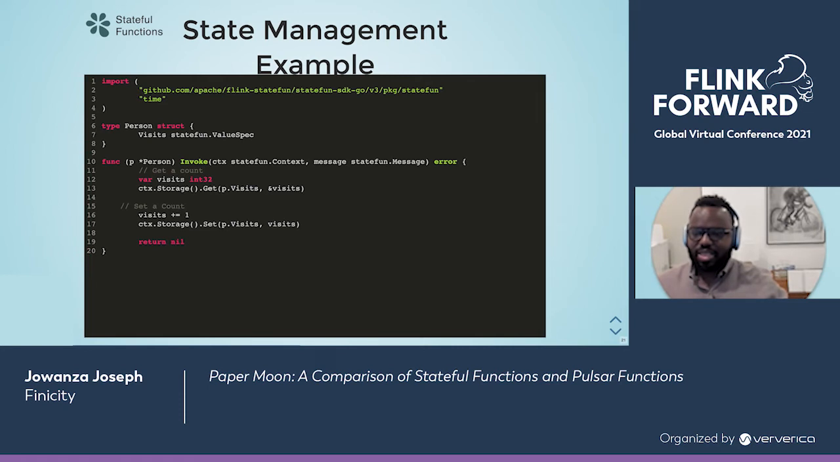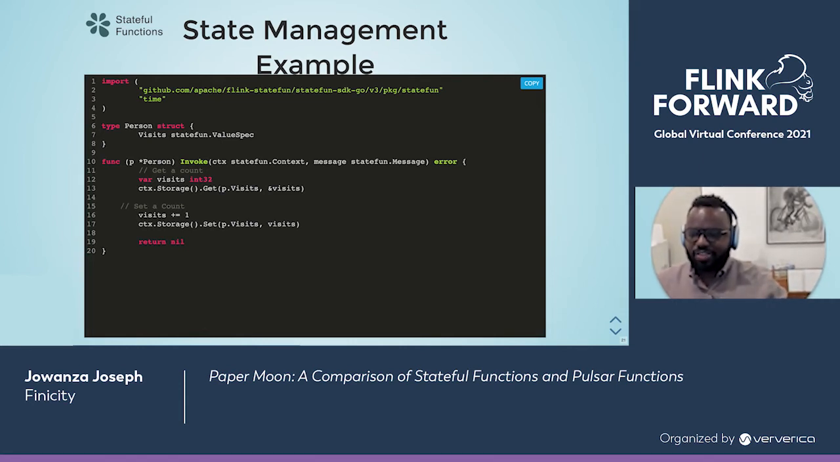So we have a couple of things here. First, we're importing v3 of the stateful functions project, or SDK, excuse me, and then we're importing the time API in Go. And then we have a struct that is a person on line 6 here, and the person has a visits, and that visits is a stateful function value spec. So these value specs essentially allow you to share these types kind of across the whole Stateful Functions deployment on Flink.